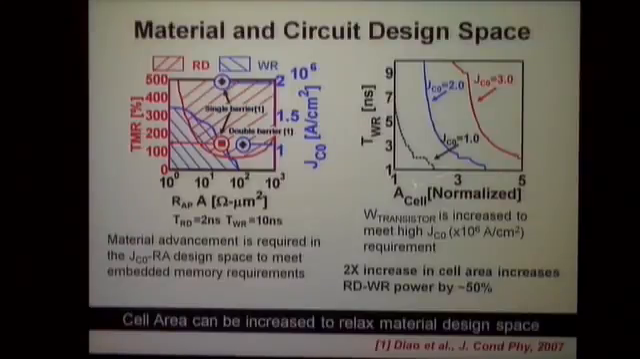And just as a side note, we can relax a little bit of this material design space if we have a larger cell. There are circuit assist techniques like word line boosting or having a larger cell, which can potentially give us some benefits and expand the material design space a little bit further and give us more flexibility. I don't want to go into the details of it, but again, there's a vast amount of literature on this subject as well.